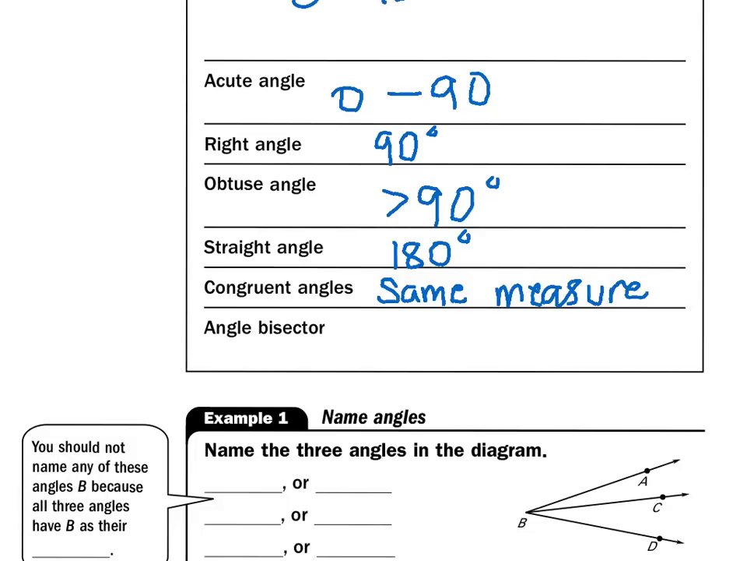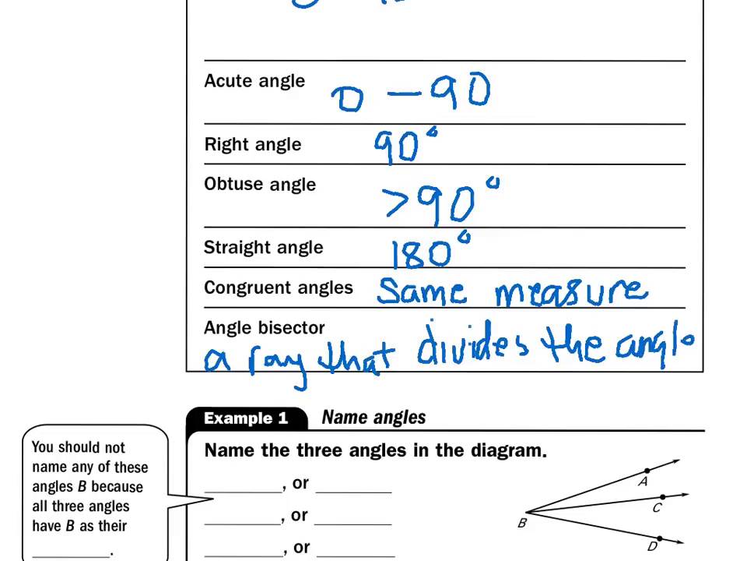An angle bisector is a ray that divides the angle into two congruent angles. Alright, example 1, name angles.